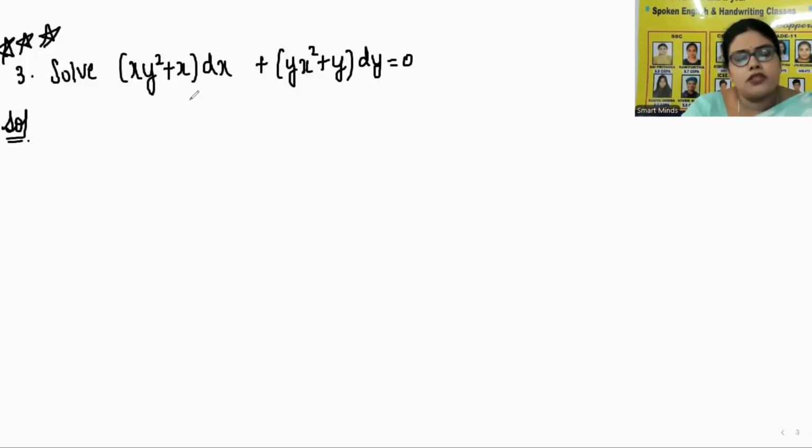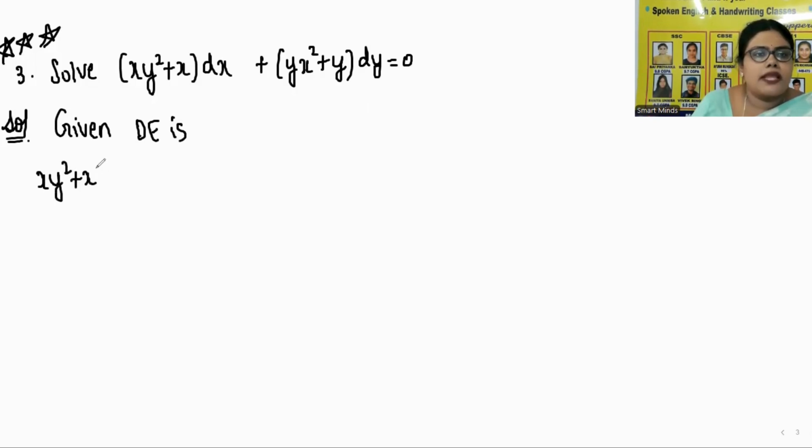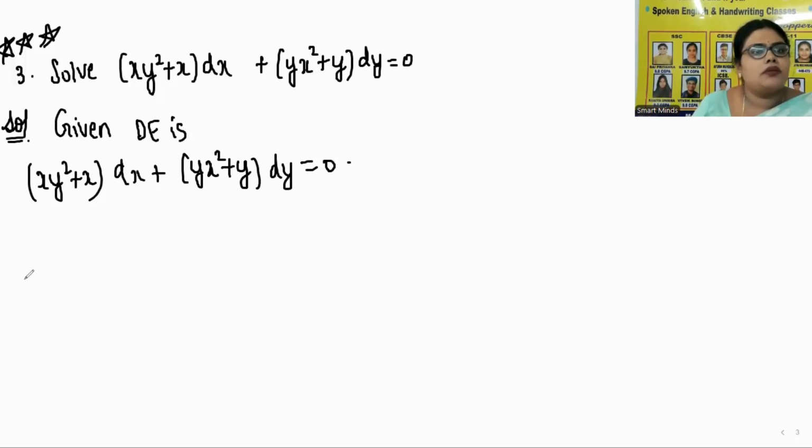Now take the next question. This is also very important. Solve xy square plus x into dy dx plus yx square plus y into dy equals to 0. So from here separating is difficult. So what we will do is we will take one term to the right hand side. So directly let us not do that. First we will write given differential equation. So given differential equation is xy square plus x into dx plus yx square plus y into dy is equal to 0.